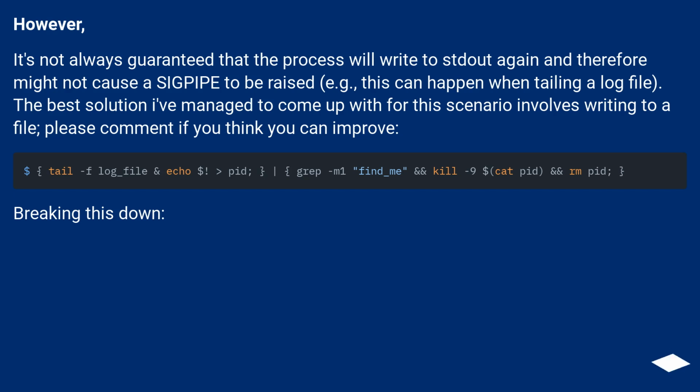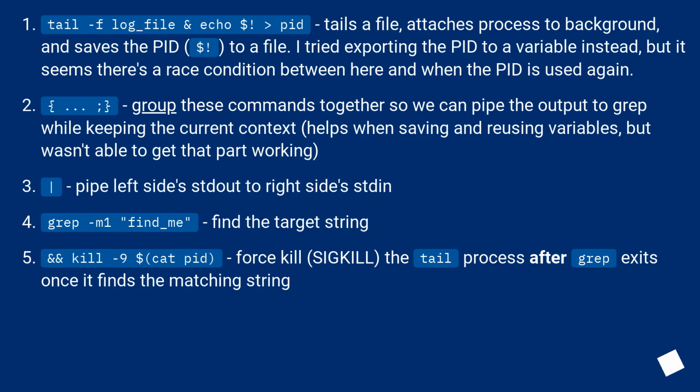Breaking this down. tail -f log_file & echo $! > pid tails a file, attaches the process to the background, and saves the pid $! to a file. I tried exporting the pid to a variable instead, but it seems there's a race condition when the pid is used again.